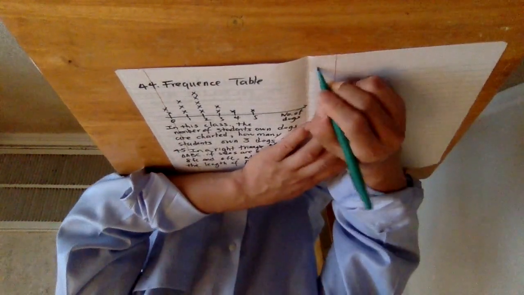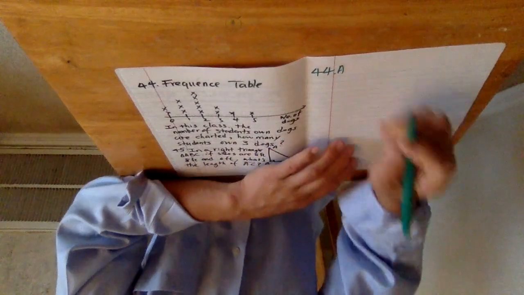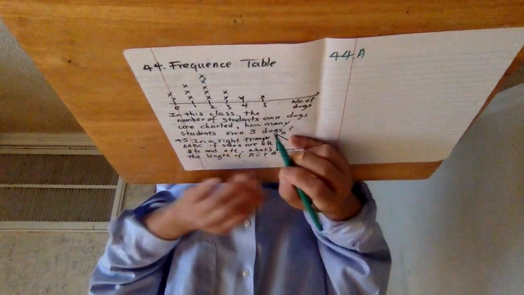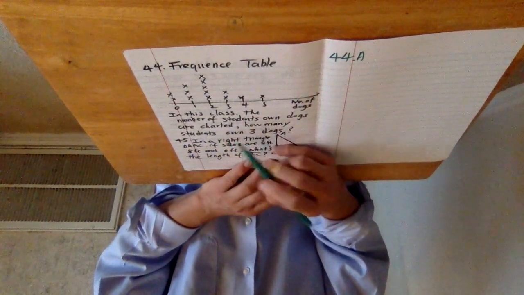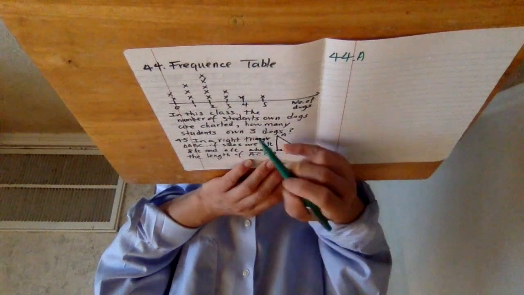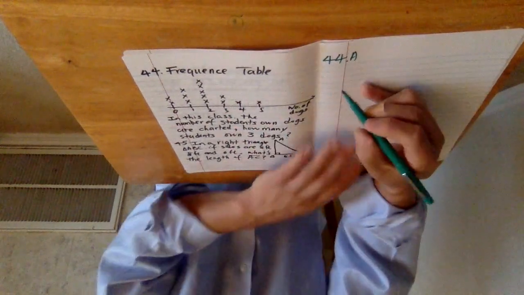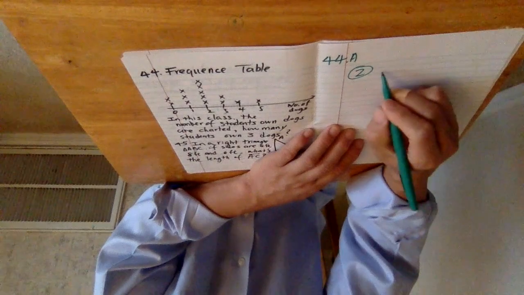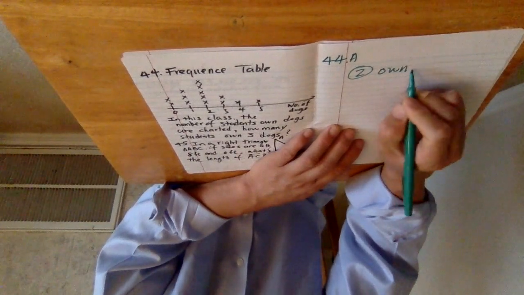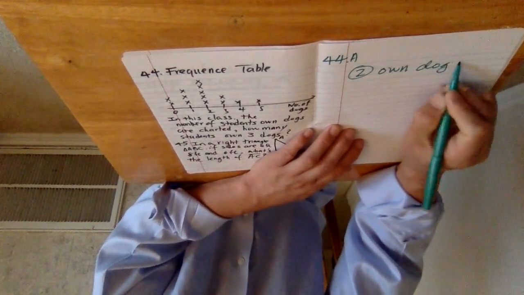Number 44 is a frequency table. In this class, the number of students who own dogs are charted. How many students own 3 dogs? You can see 1, 2. So 2 students own 3 dogs.